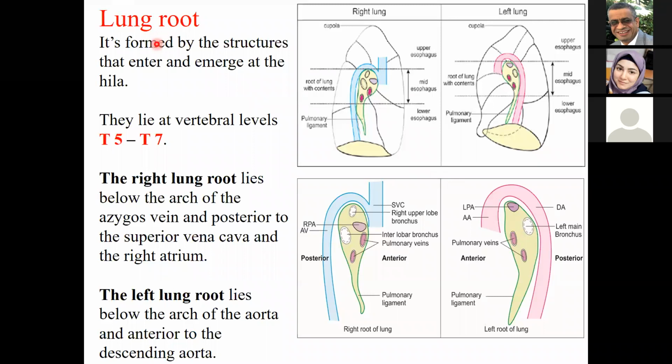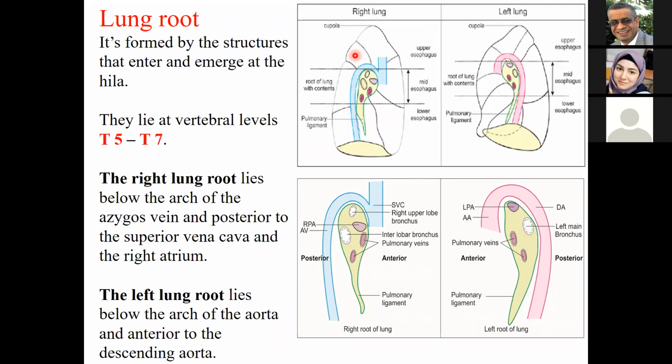Lung roots. They are formed by structures that enter and emerge at the hilum. They lie at the vertebral level T5 to T7. The right lung root lies below the arch of the azygos vein and posterior to the superior vena cava and right atrium. The left lung root lies below the arch of the aorta and anterior to the descending aorta.